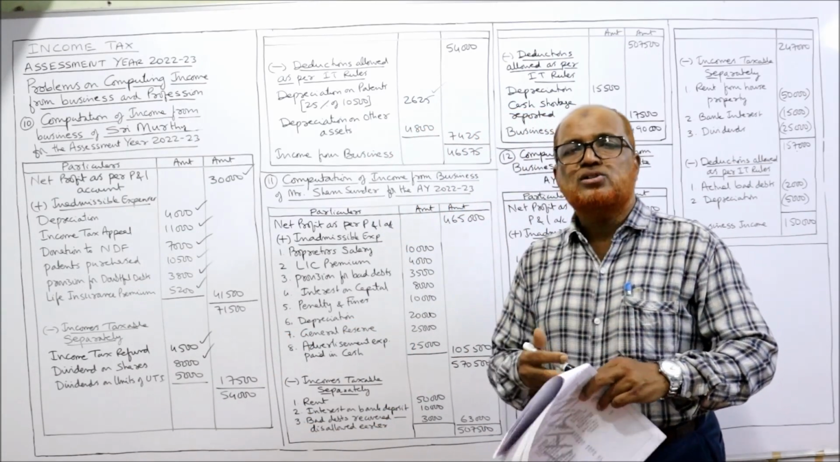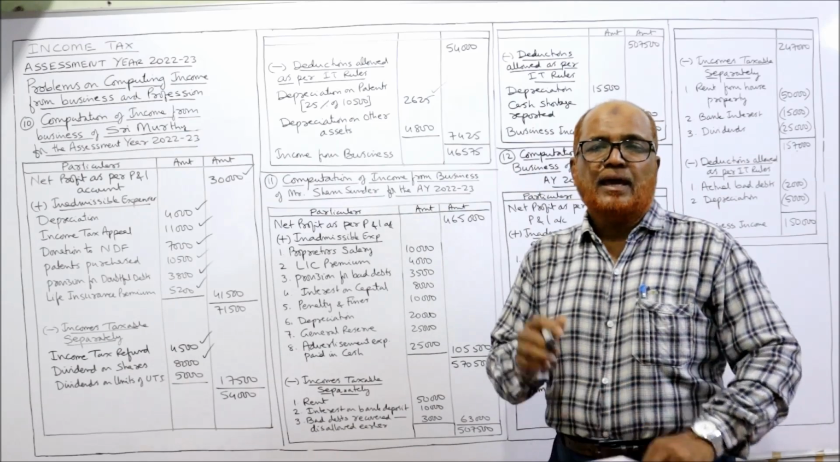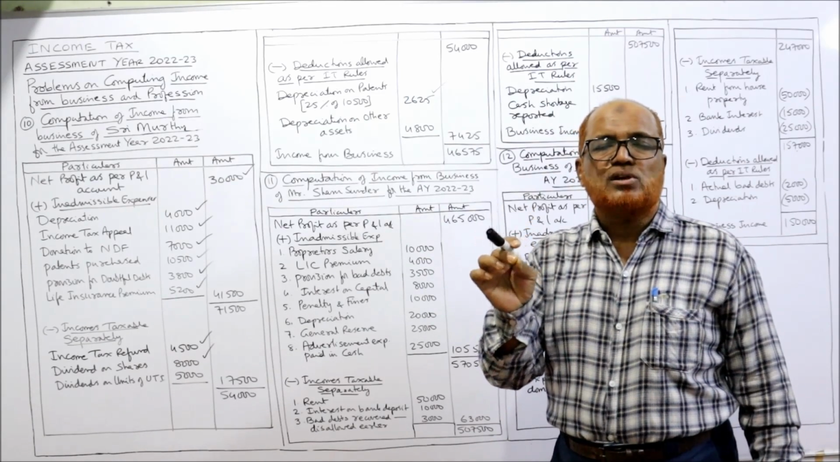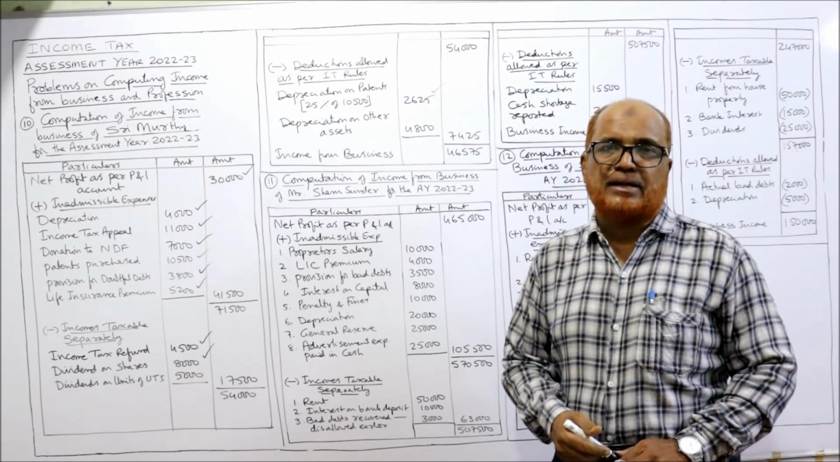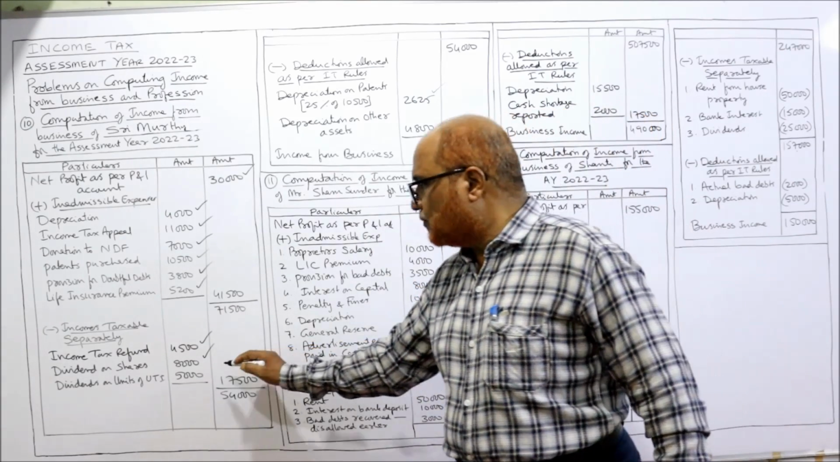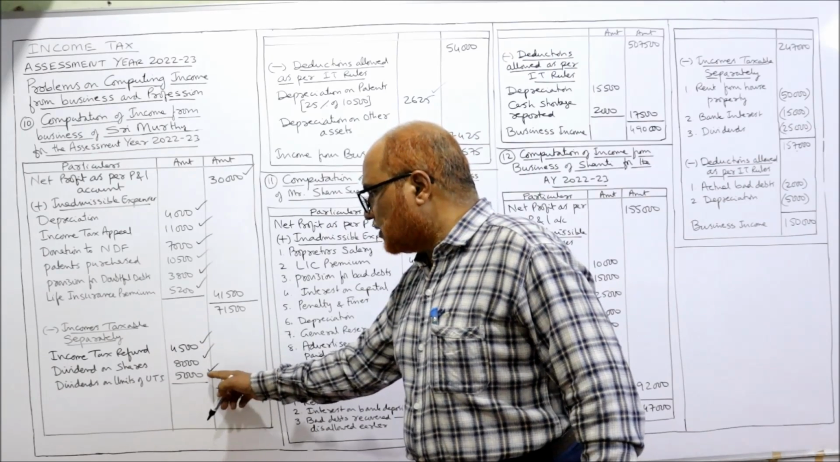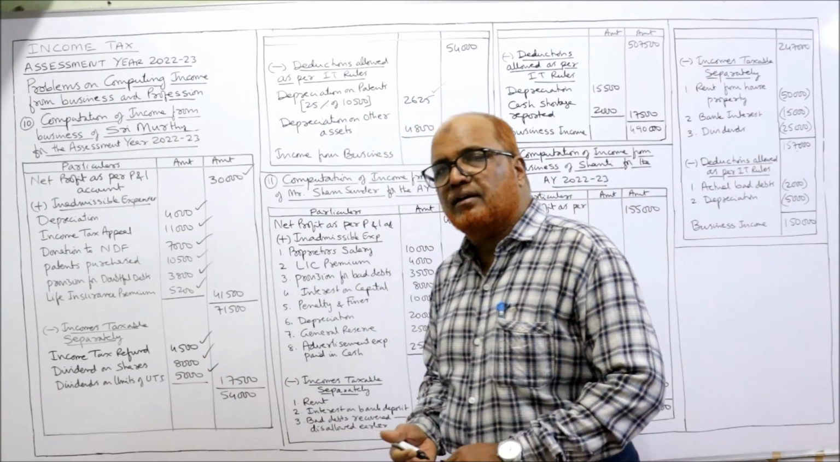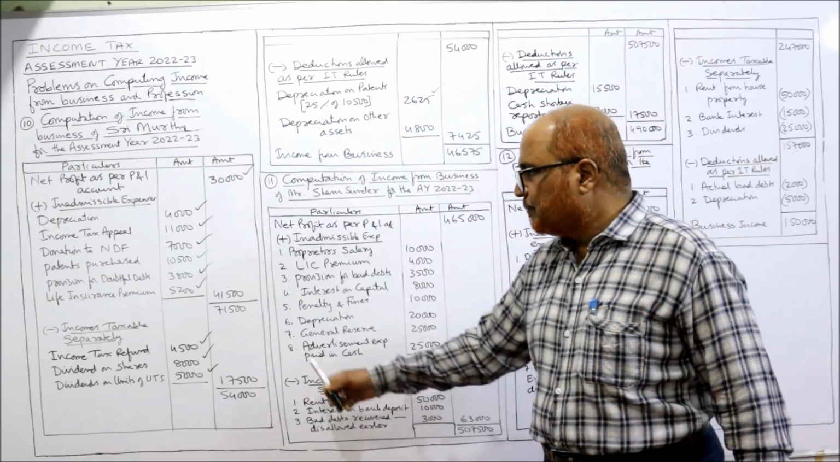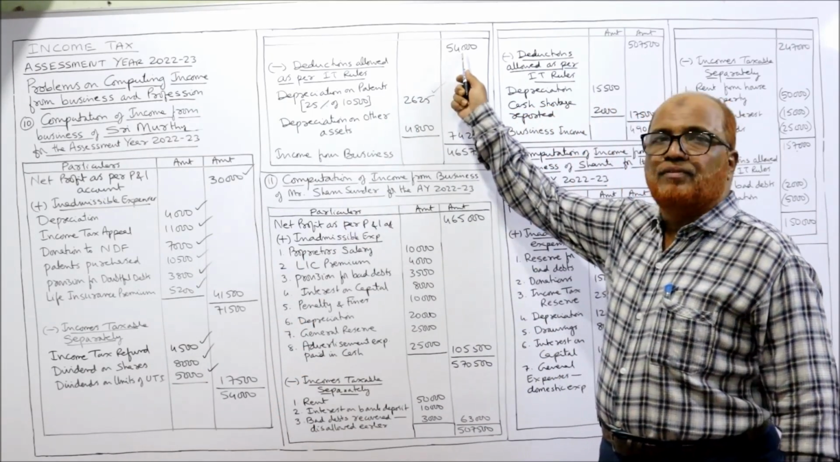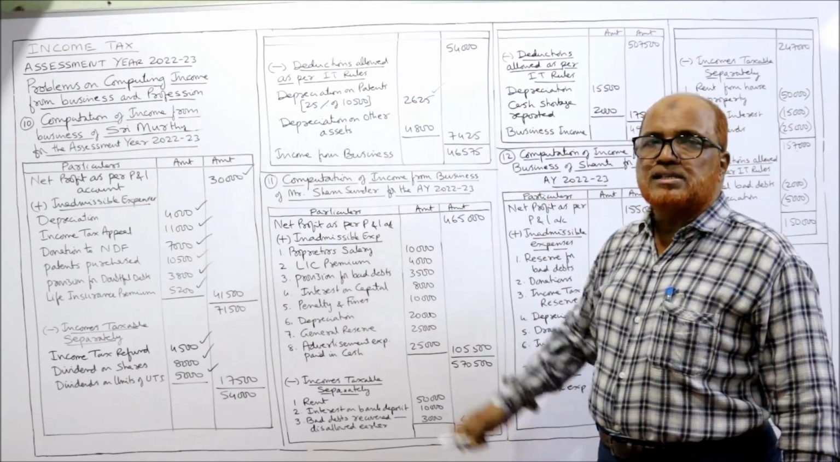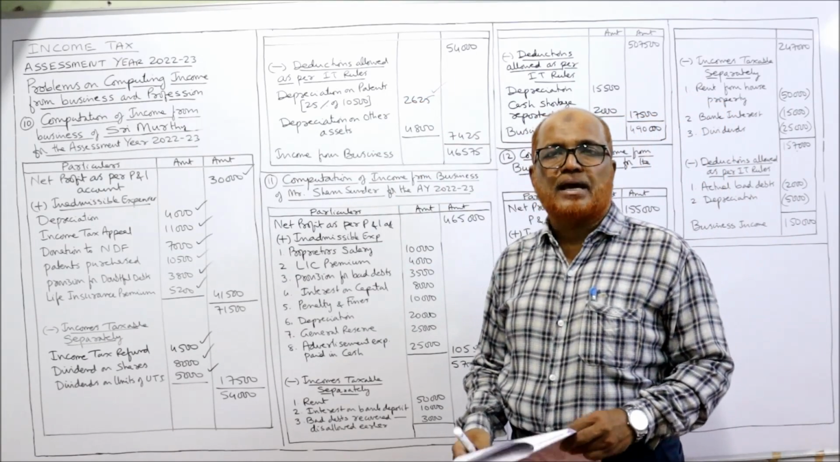Then dividends on units of UTI. Any dividend received from the units of Unit Trust of India is fully exempted from tax, not taxable. So we deduct. The total of these three amounts is 17,500. Now deduct 17,500: 71,500 minus 17,500, 54,000. Now deductions allowed as per income tax rules.